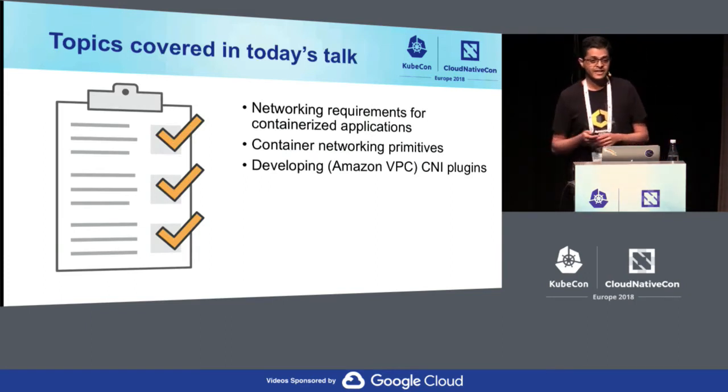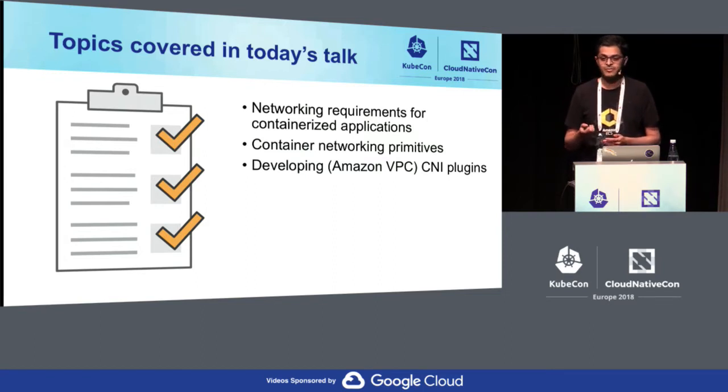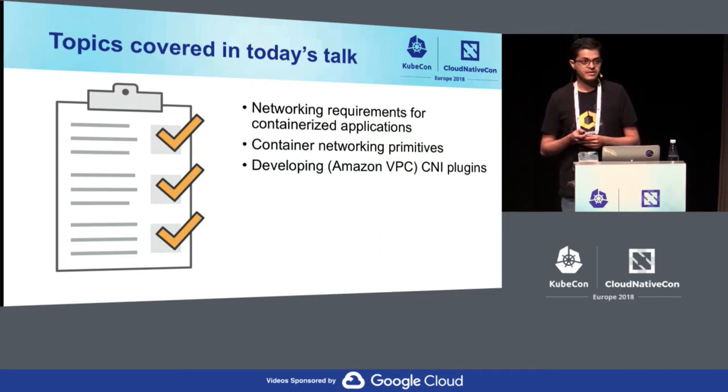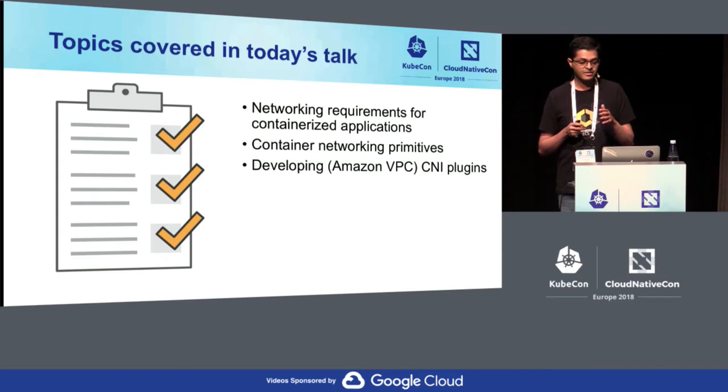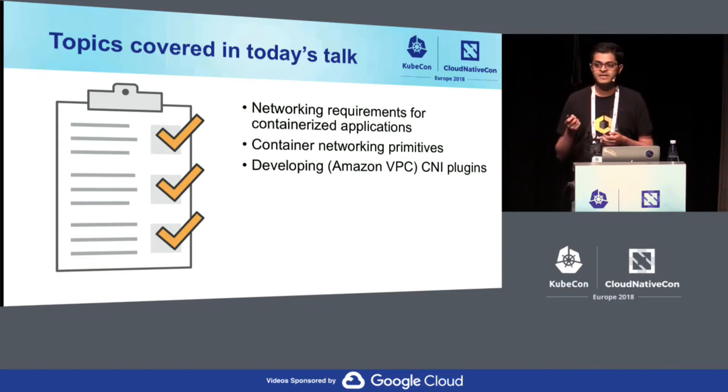So the agenda for today is mostly covering the CNI plugins that we wrote for Amazon VPC, which is the software-defined networking solution if you're running in the AWS cloud. I'm going to make certain assumptions that some of you have at least heard some of these terms. Before that, I would like to go a little bit into the primitives that make up both container networking and VPC.